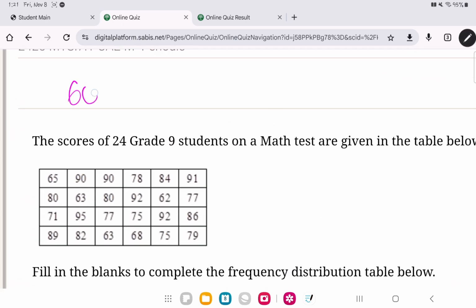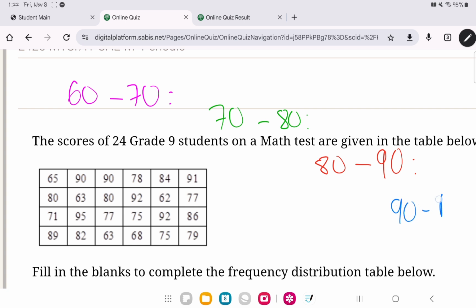We need 60 to 70, then 70 to 80, then we need 80 to 90, and then finally we need 90 to 100. Let's first start with 60 to 70.